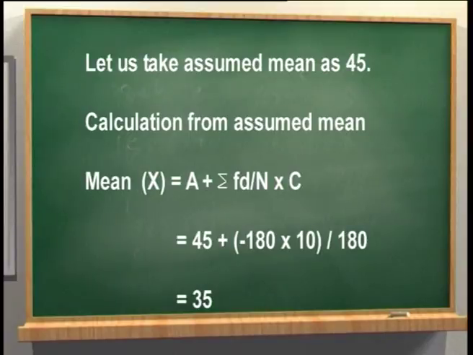So, substituting these values in the formula, we would calculate the mean. Mean is equal to assumed mean plus sigma fd divided by n into C. C is the class interval. So, the values would be like this: 45 plus within brackets minus 180 into 10 divided by 180, and the mean for this distribution is 35.